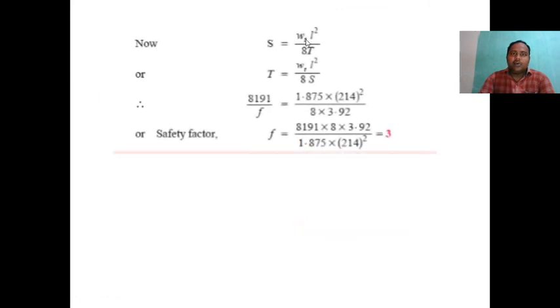Now S is equal to WT L square by 8T. From this, T is equal to WT L square by 8S. So from this equation we get the factor of safety. The factor of safety is equal to 3.